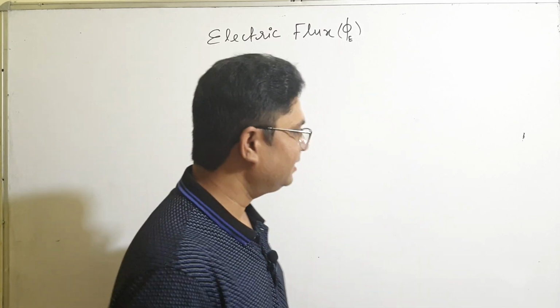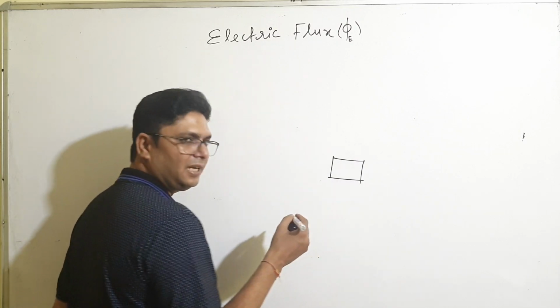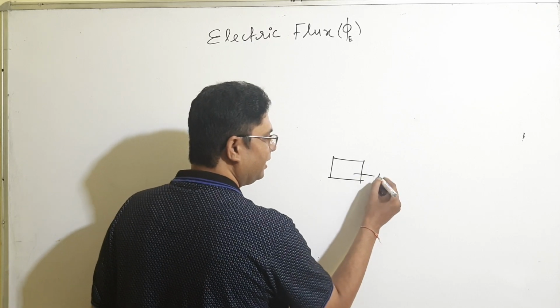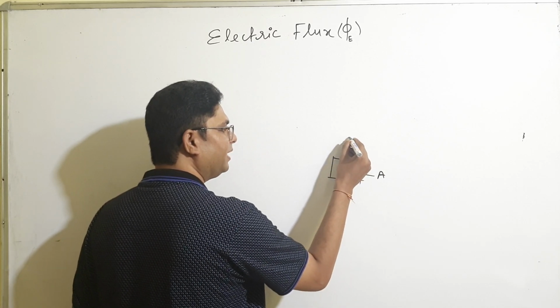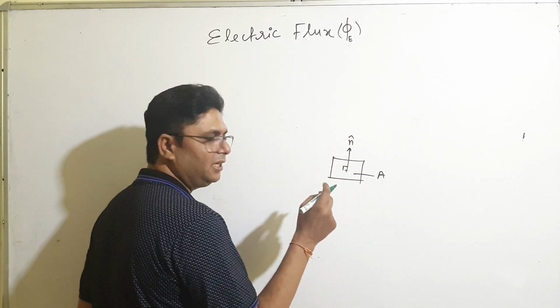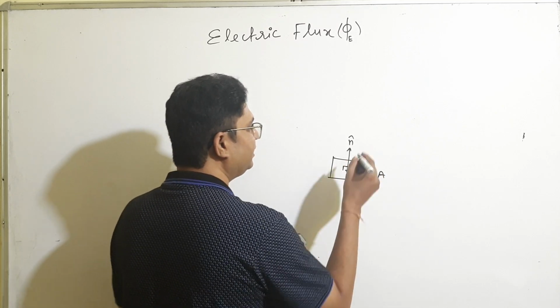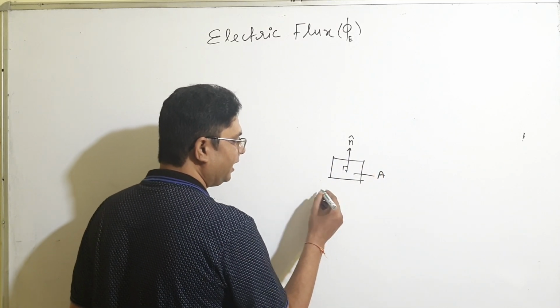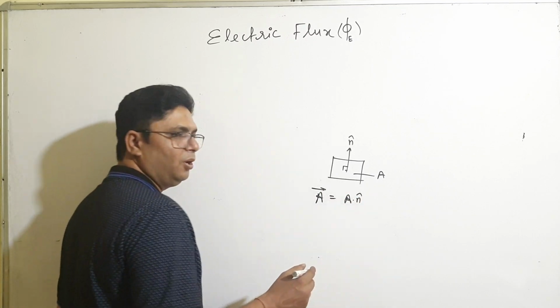To understand this, let us have an area, this area. This area is length into breadth, area is A. Let us have a normal vector here. This is the outward normal vector n cap. So when this n cap is considered and A is the magnitude, then here we are writing that area vector A is equals to A magnitude into n cap.